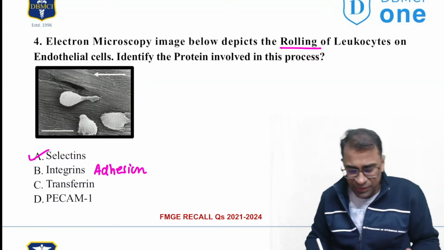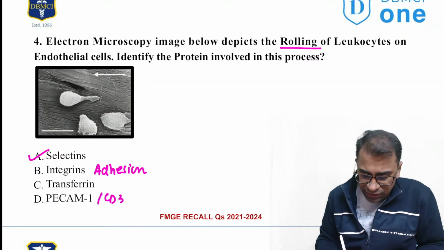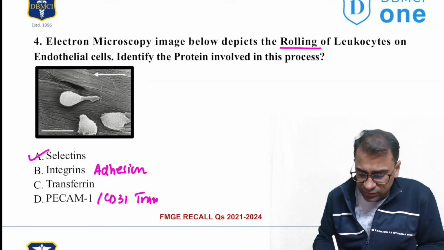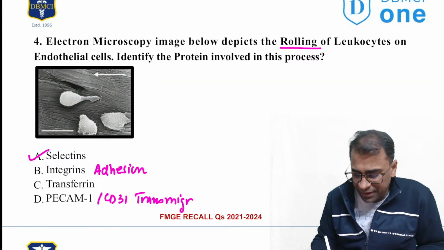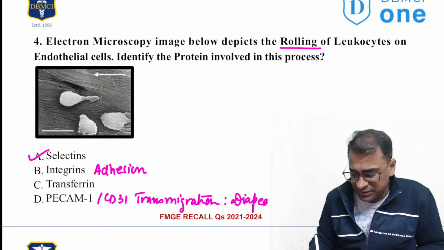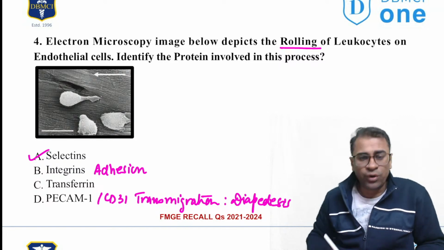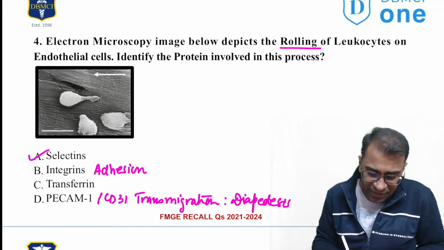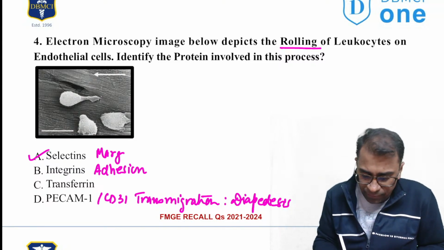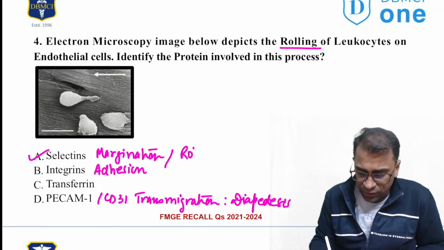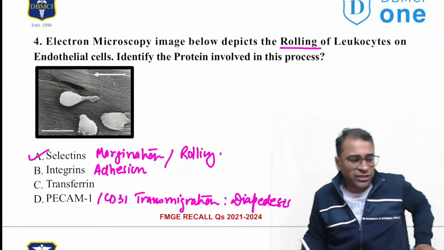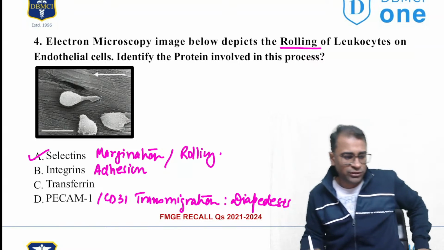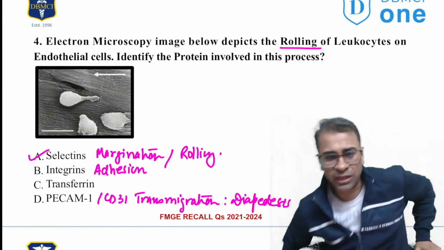And PCAM, also referred to as CD31, is involved in transmigration, also referred to as diapedesis. That is what PCAM is involved in. I think this is very correctly answered. Selectin is mainly involved in the process of margination, and to some extent it's also involved in rolling. Those are the two things it is involved in. I think all of you are comfortable with answering this question as well.